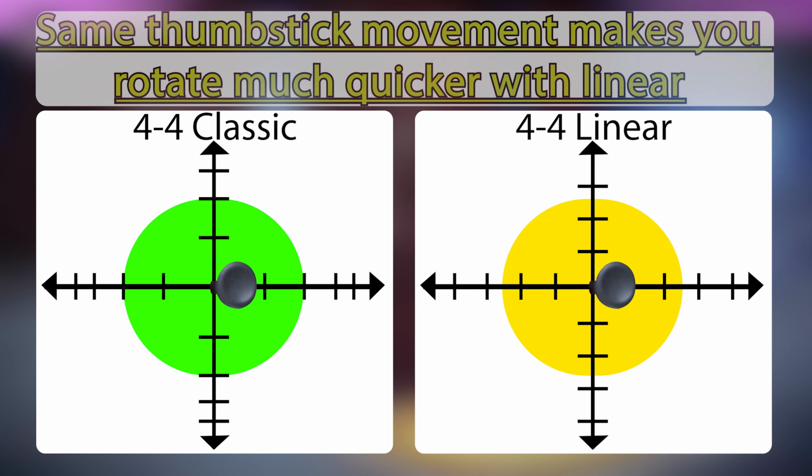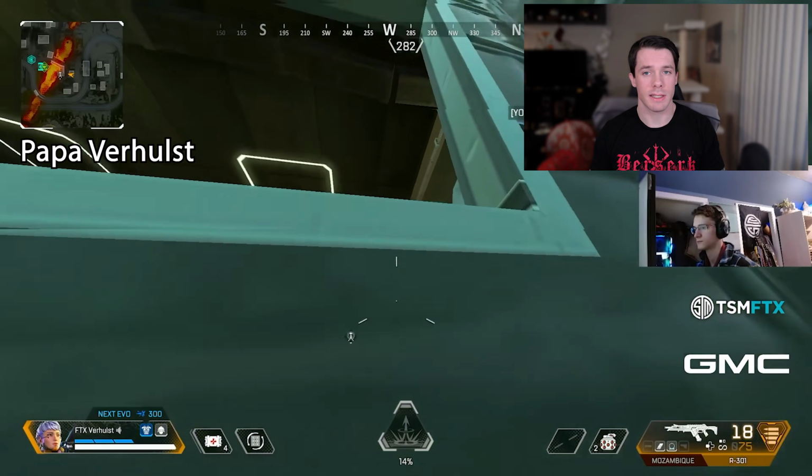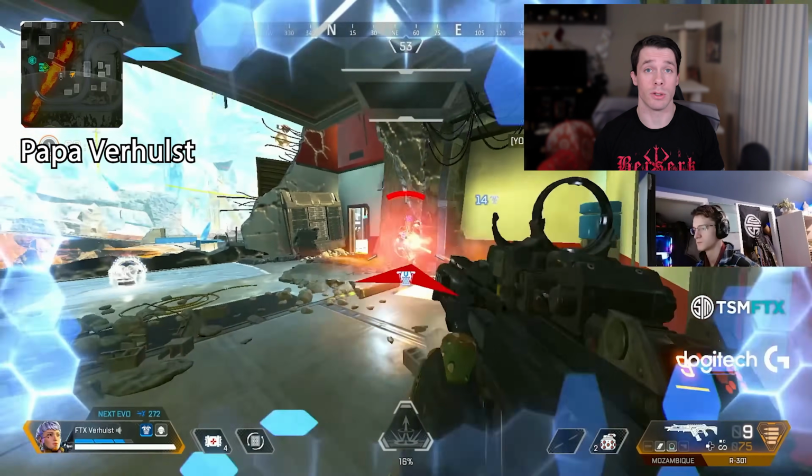Linear wins in this aspect because there is no ramp up, so you'll see linear players rip up close with SMGs. This is especially beneficial in high-level lobbies where most of the engagements happen in close quarters. This is a huge asset to players like Verhulst who play on linear.